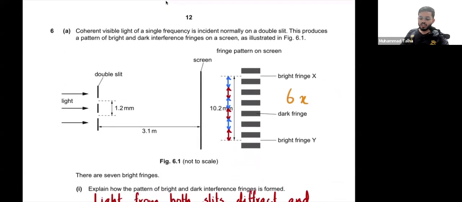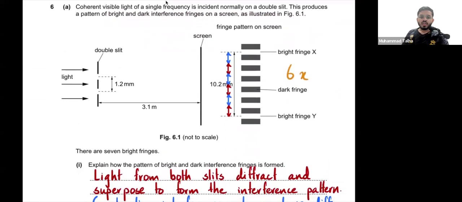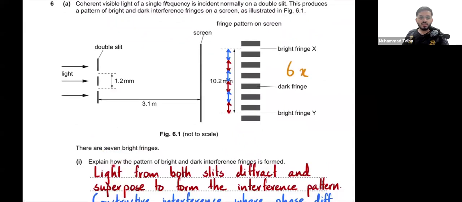All right, 6 part A. Coherent visible light of a single frequency is incident normally on a double slit. This produces a pattern of bright and dark interference fringes on a screen, which is shown. There are 7 bright fringes. Explain how the pattern of bright and dark fringes are formed.